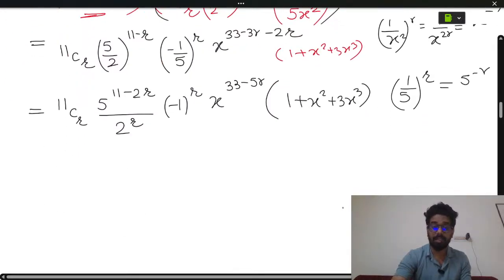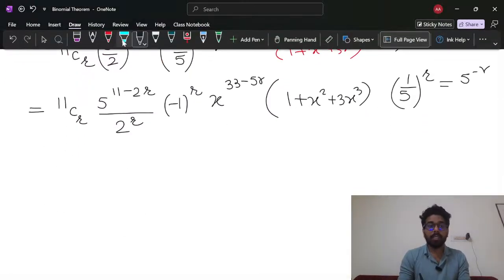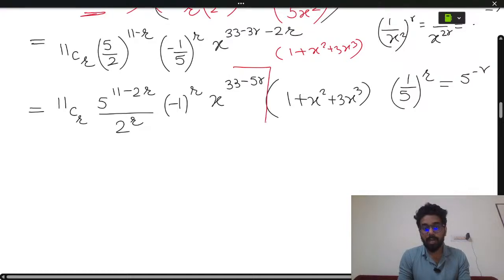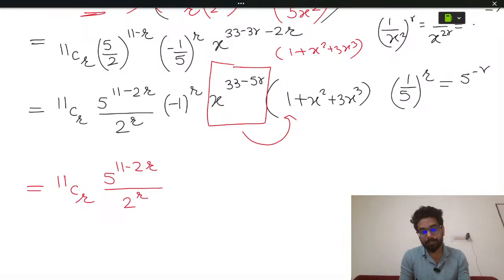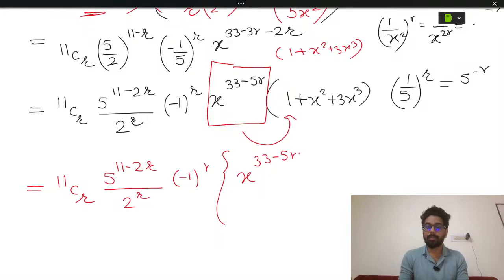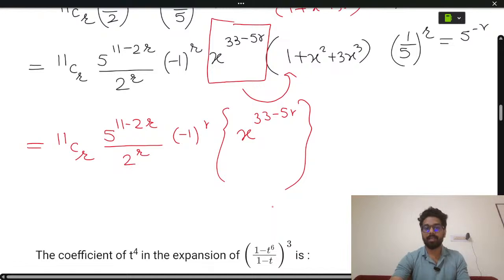Now listen very carefully after this. When this thing, let's focus on this part, when this thing will be multiplied with this one, then what you will have? So I will write it again. 11Cr, 5 to the power 11 minus 2r upon 2 to the power r into minus 1 to the power r. Now inside what we are having? x to the power 33 minus 5r.